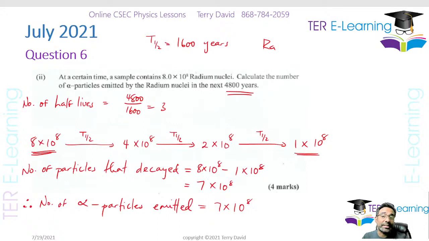Yeah, so this question was a little tricky for some students. Some of you may have reached as far as the 1 by 10 to the 8. So yes, it could be a little tricky for some students.